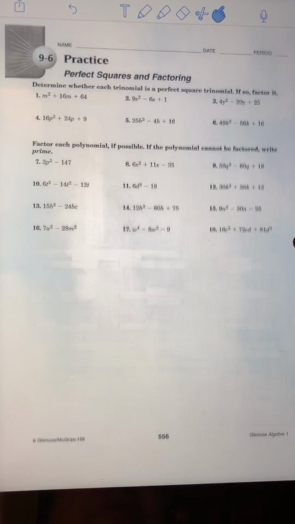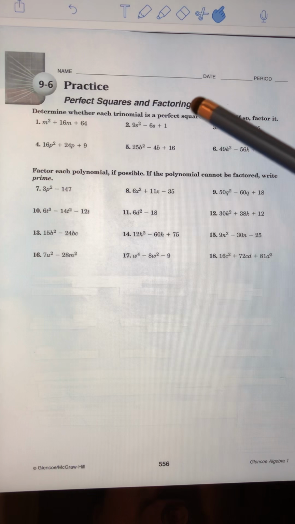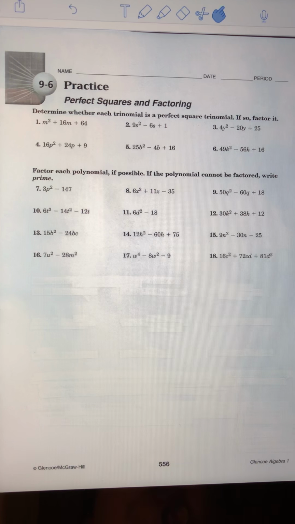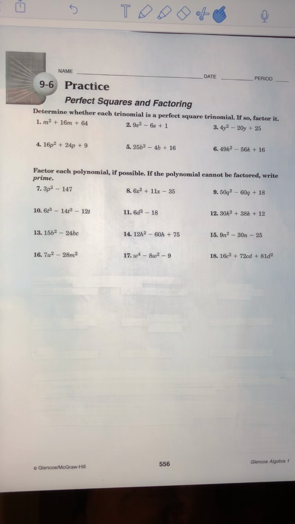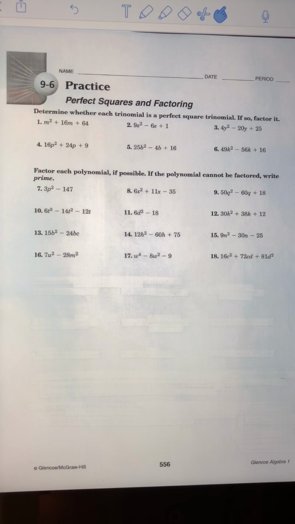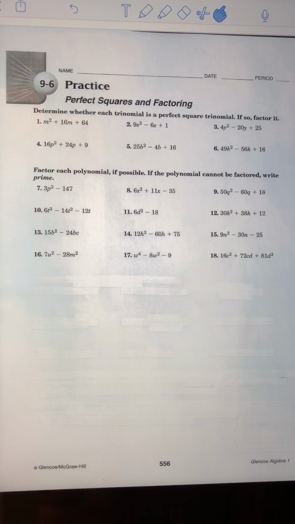And then the last page, 556, 1 through 6, again says determine whether each trinomial is a perfect square trinomial. If so, factor it. And then 7 through 18, factor each polynomial if possible. If not, write prime. I don't mind if you write prime or not factorable because we've talked about that in class, but it's really up to you.